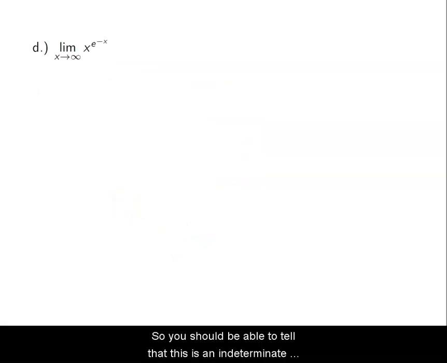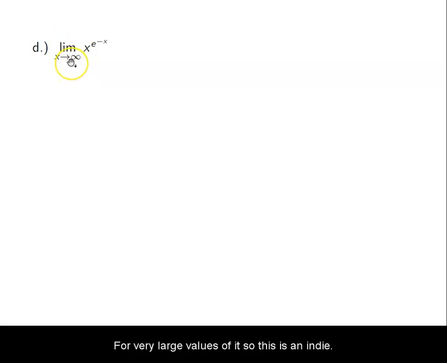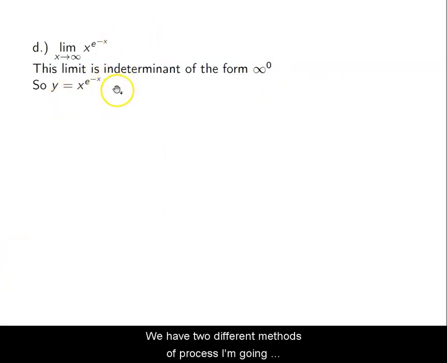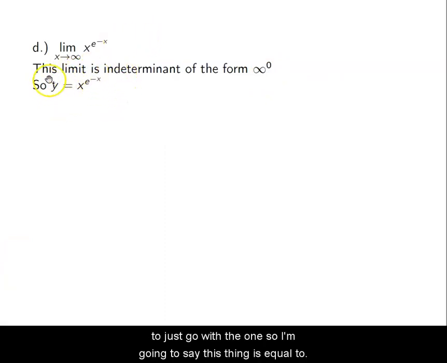So you should be able to tell that this is an indeterminate power because I have a function to another function. This function, e to the negative x, goes to 0, and x goes to infinity as I take the limit for very large values of x. So this is an indeterminate form of infinity to the 0 power. Alright, so we have two different methods to approach this. I'm going to just go with the one. So I'm going to say this thing is equal to y.